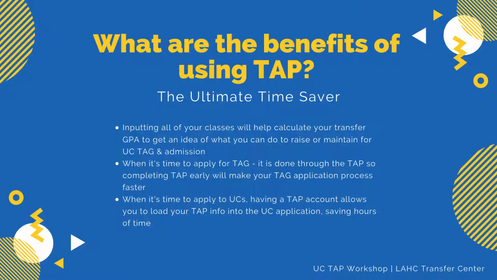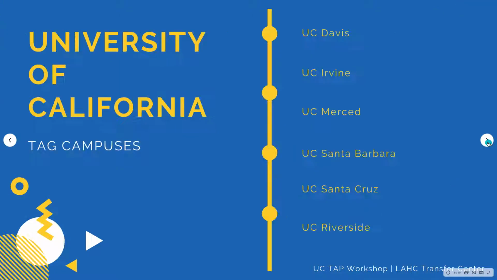And then when it's time to actually apply to the UCs, having a TAP account allows you to load your TAP information into the UC application, saving you hours of time. Again, saving hours of time, because you're also in school, trying to do assignments. A lot of my students are parents, they have a family, they're caregivers to their loved ones, whether it be parents, grandparents, siblings, right? And have a lot of responsibilities outside of school. So TAP helps save hours of time, and you never have to start all over because it saves everything for you.